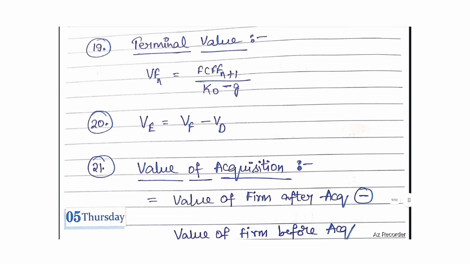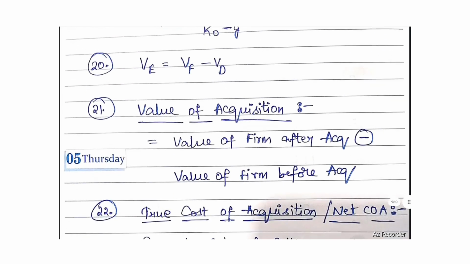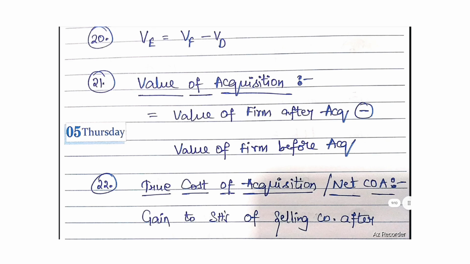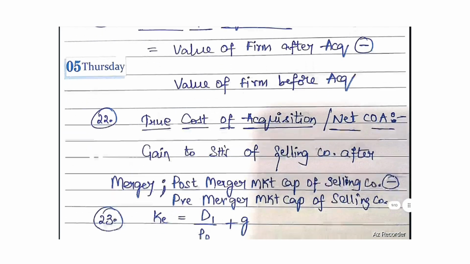How to calculate terminal value? Future value for n years equals free cash flows to the firm for n plus 1 year divided by KO minus G. Value of equity equals value of firm minus value of debt. Value of acquisition equals value of firm after acquisition minus value of firm before acquisition.